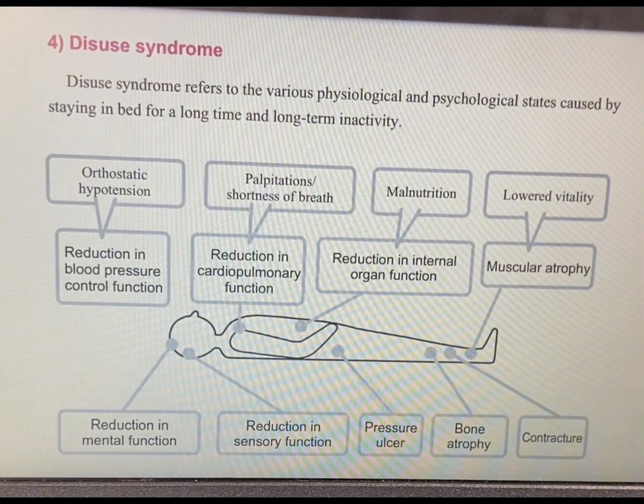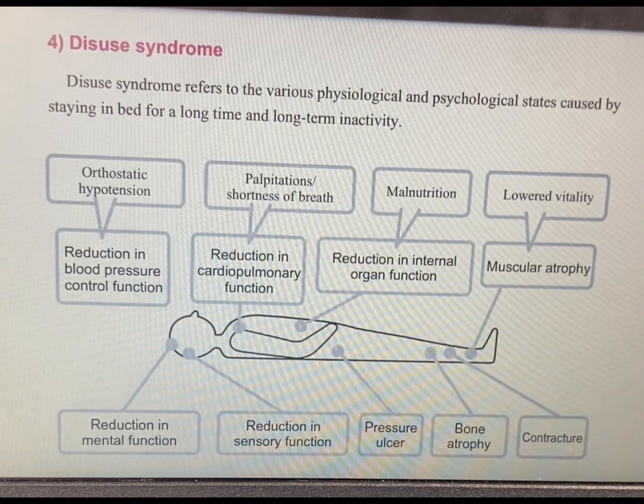So, nagkakaroon ng palpitations, SOB or shortness of breathing. Next is reduction in internal organ function. So, nagkakaroon ng malnutrition. And then, siguro I think for me, ito yung pag nakahiga ka, di ba wala tayong masyadong ganang kumain, ano? So, nagre-resulta din siya sa malnutrition. Ayun. Aside sa merong nangyayari sa ating organs, no, sa internal organs natin.